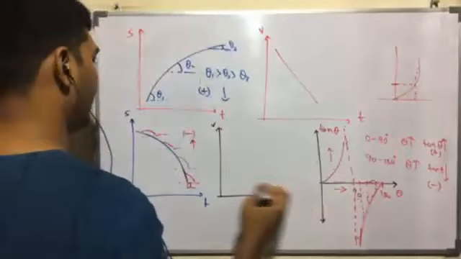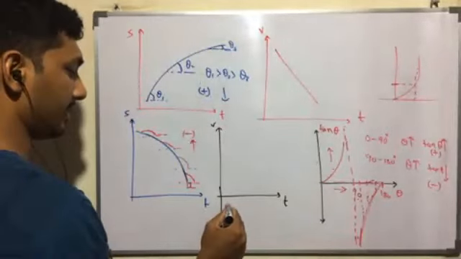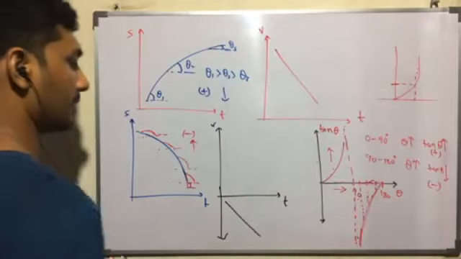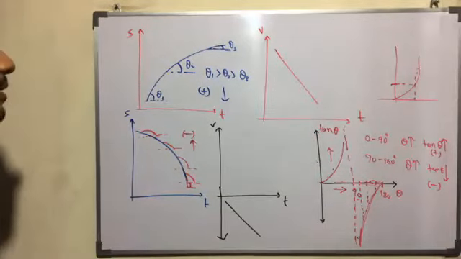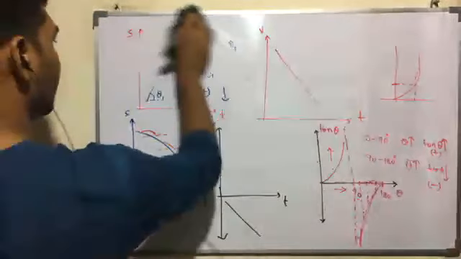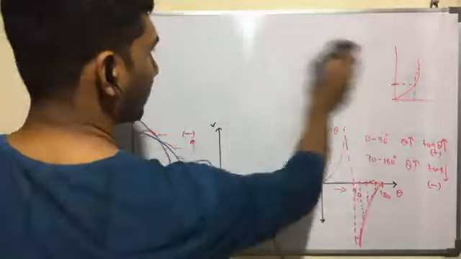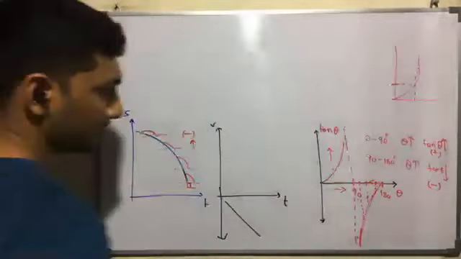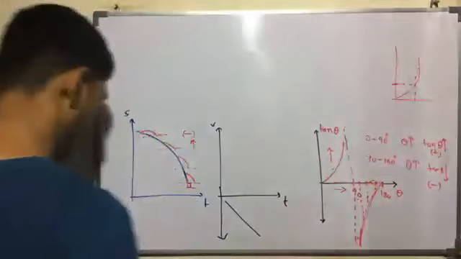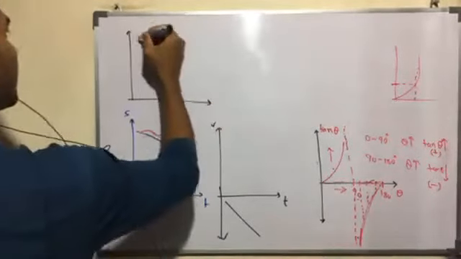So when you draw the VT graph, it will be like this. Sorry, it will be on the negative side, no? Increasing like this. Okay, so what about this one? ST graph.